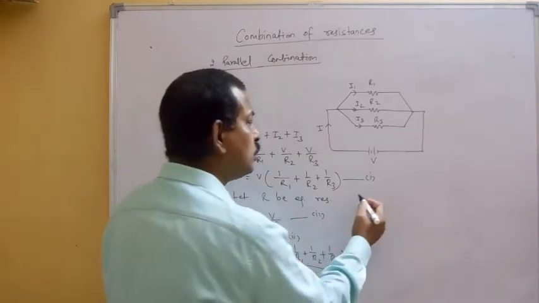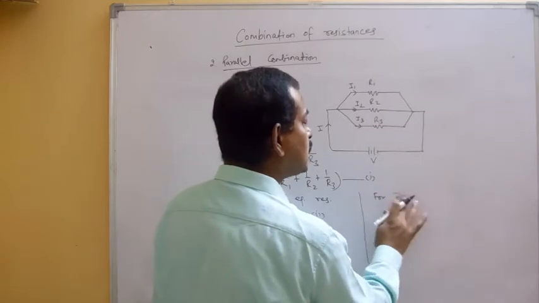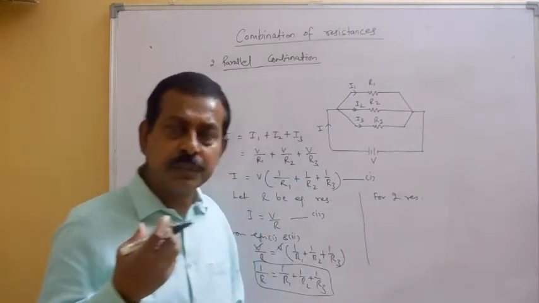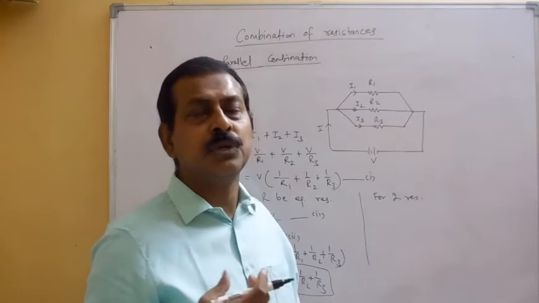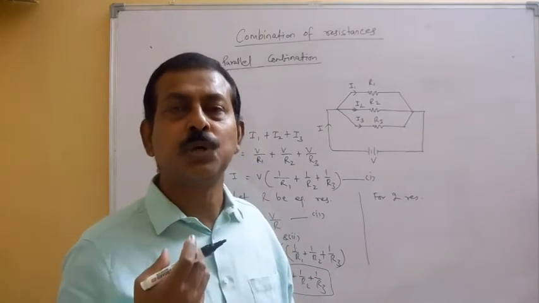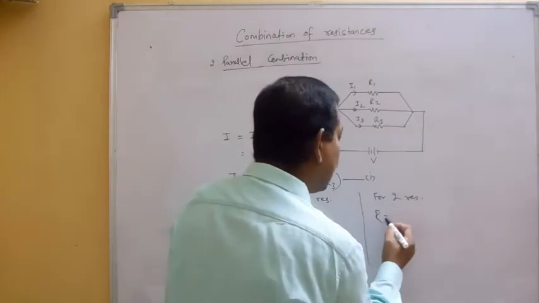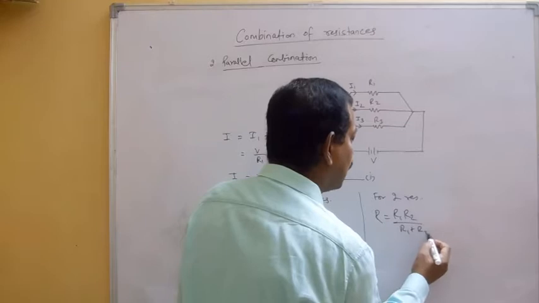And if it is only two resistances, for solving numericals, especially if you are solving an objective type and you want to do this quick calculation, you can use the formula R as R1 R2 by R1 plus R2.